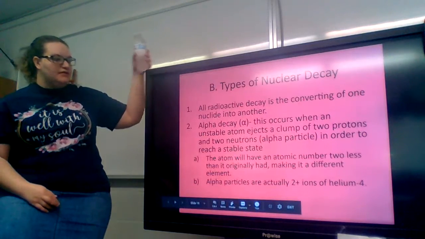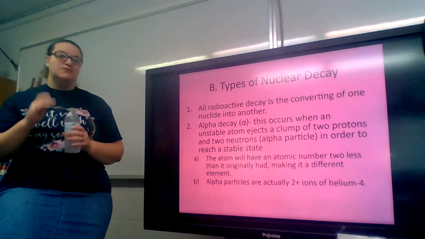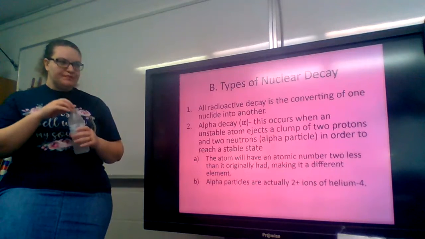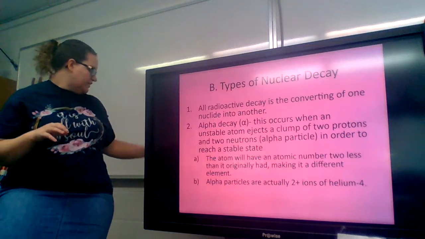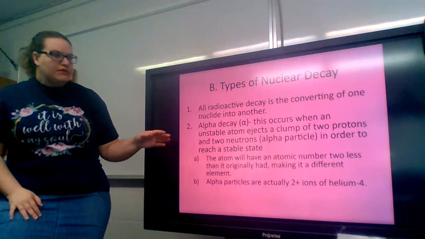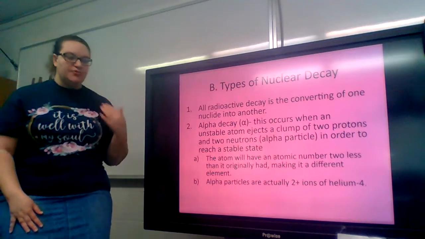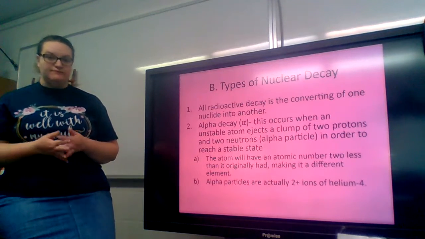So types of nuclear decay, that's what we're going to focus on mainly with this section is nuclear decay, all right? And there are 3 main types of nuclear decay, all right, alpha, beta, and gamma. So, all radioactive decay is the converting of one nuclide into another, okay? Anytime something breaks down, it's really just changing form, it's converting, all right?